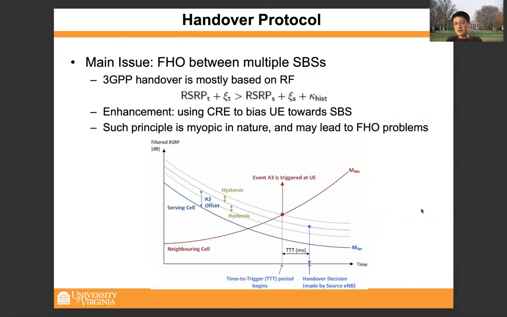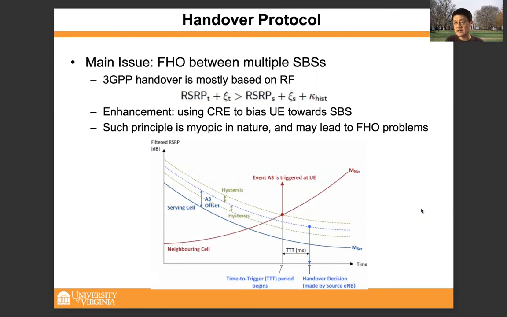The handover protocol for 3GPP, initially, is based on comparing a few things. One is the serving base station. The RSRP is really the signal quality, and there is the hysteresis, and there is also a threshold. The target base station has something similar, the measurement plus some kind of a threshold. Then we are basically comparing these two metrics. If the serving base station has a larger metric, then we stay on the serving base station. But if a target base station has a larger value, then we will switch to that base station.